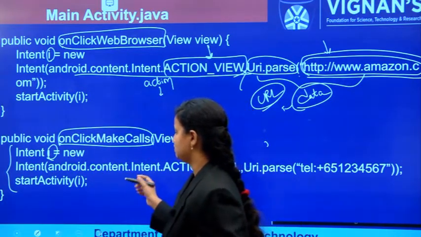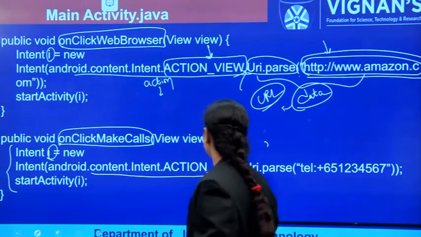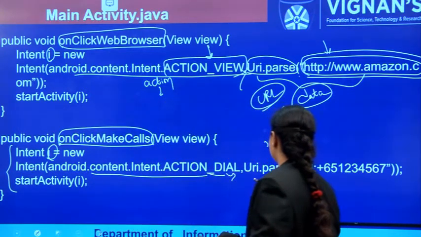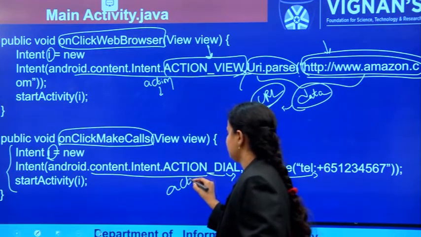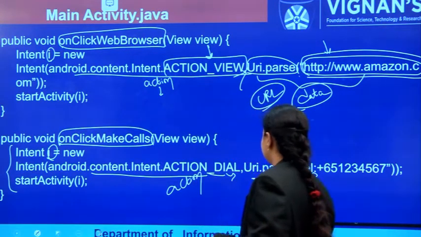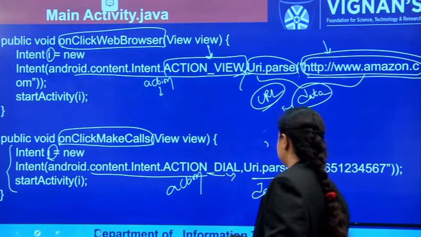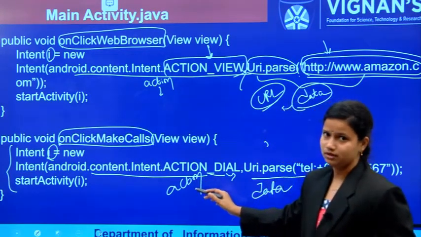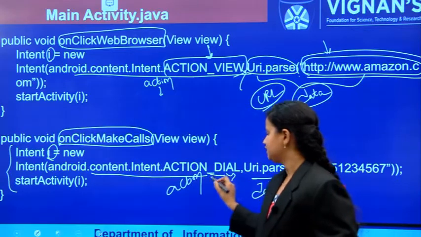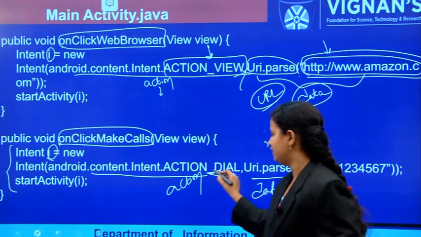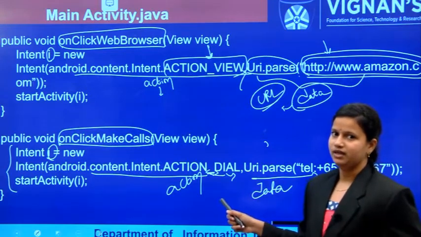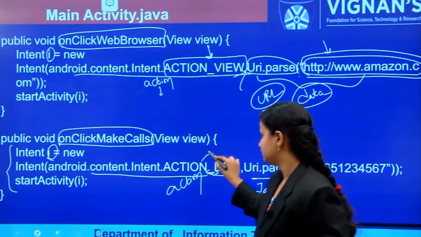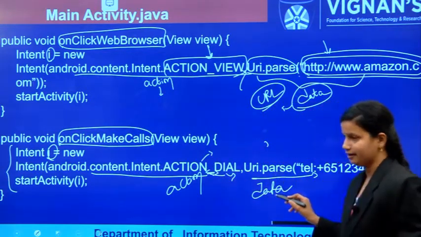In that intent object, it also takes two parameters. The first one is action and the second one is data. Action here is ACTION_DIAL. That means it will dial your data, which is to be provided as the second parameter.